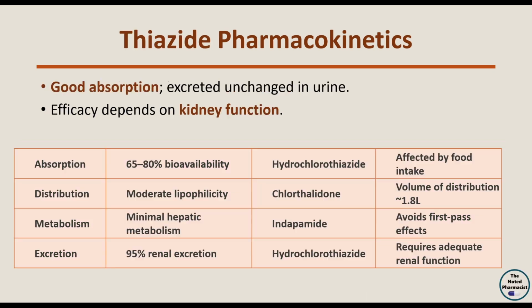Thiazide diuretics like hydrochlorothiazide exhibit good oral absorption and are minimally metabolized. They are excreted unchanged in the urine, making renal function a critical determinant of their efficacy. The table presented here is just to summarize the pharmacokinetic parameters of thiazide diuretics in hypertension management. It outlines their absorption, moderate lipophilicity, minimal hepatic metabolism, and renal clearance profiles. These metrics highlight their suitability in patients with functional kidneys and minimal hepatic involvement.